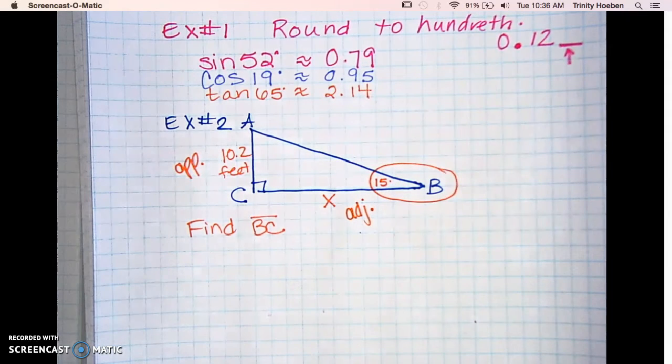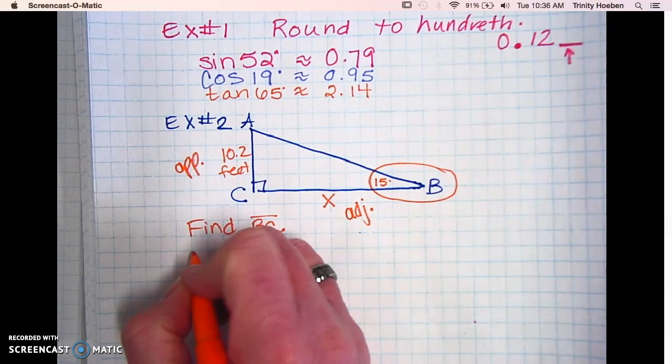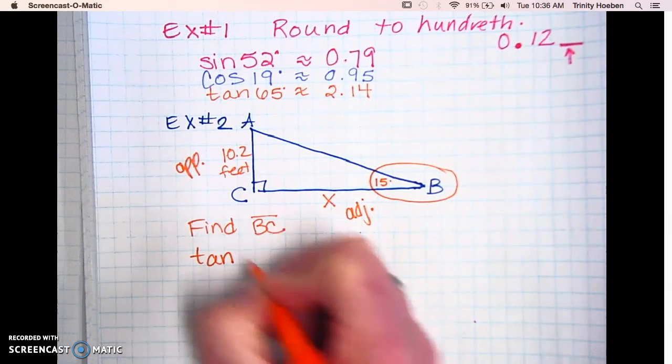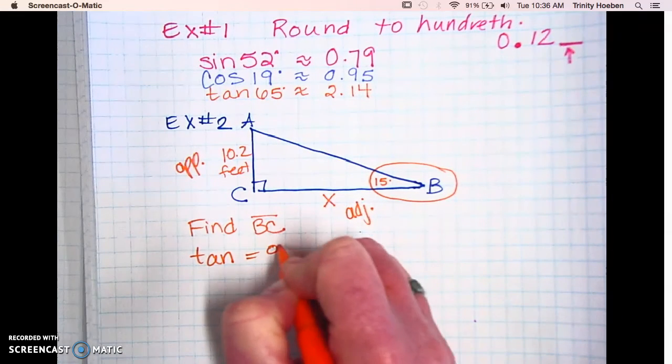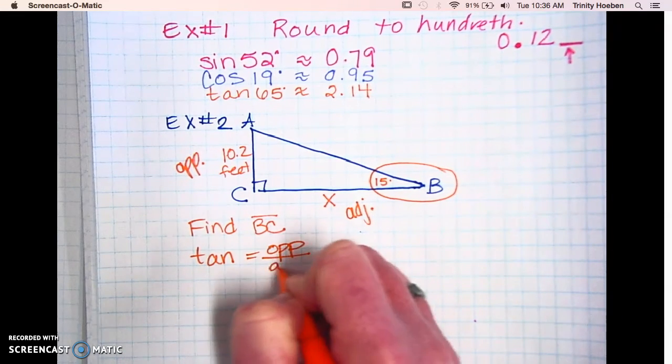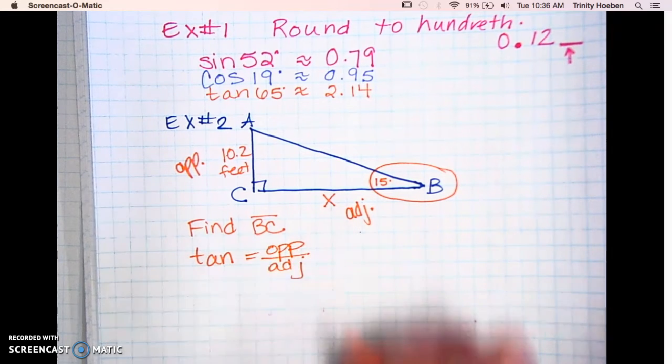And then I'm going to remember from Friday, which of the 3 trig functions uses opposite and adjacent? So remember, there was the shortcut. Yes, it's tangent. So we're going to say that tangent is opposite over adjacent.